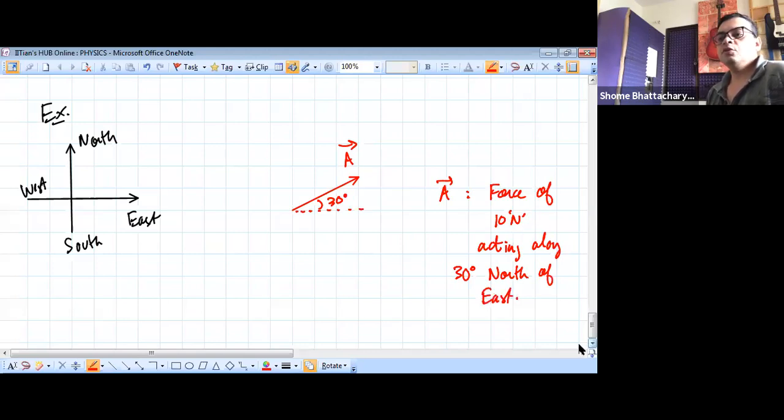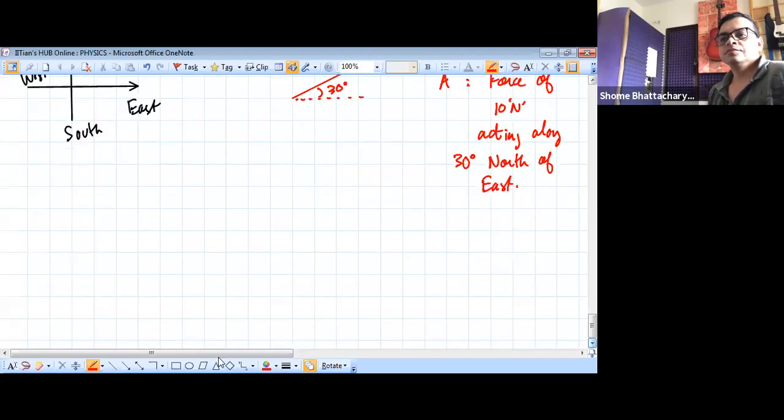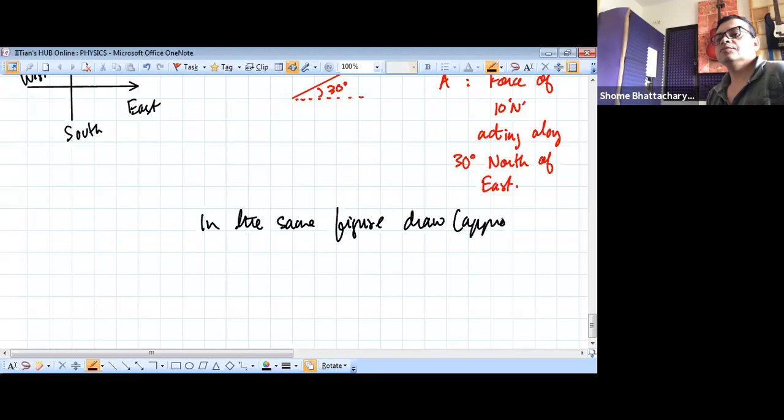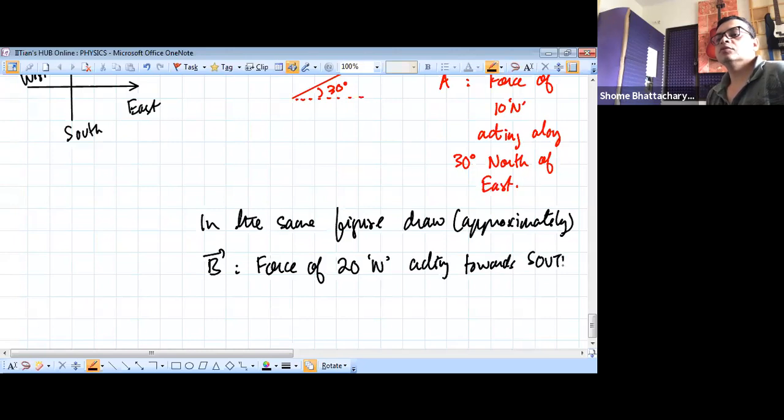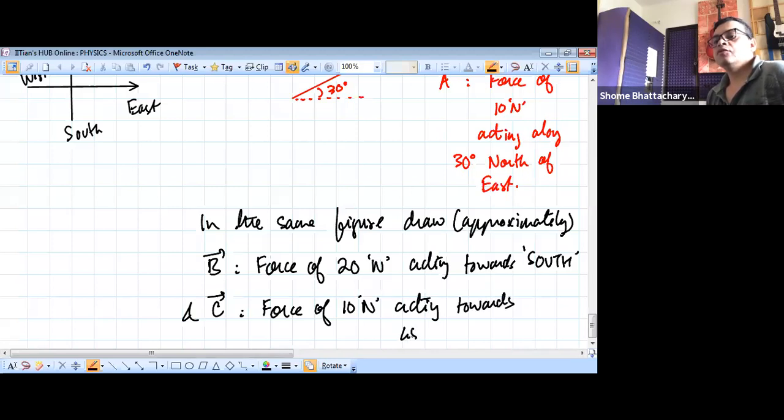Okay. Now what we want to do next is that in the same figure, draw approximately a force of 20 newtons acting towards south, and a force of 10 newtons acting towards 45 degrees north of west. Okay. So let's do this as a quick exercise.